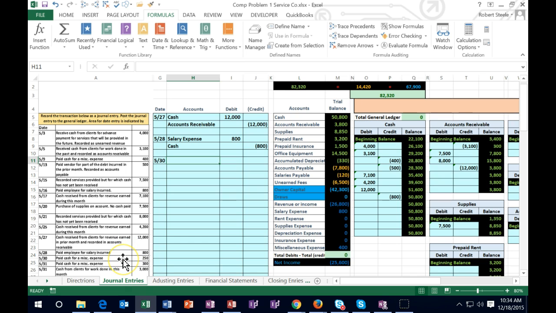5/30, we pay cash for miscellaneous expense. So once again, miscellaneous expense, probably not a great expense to have, but we're going to keep the expenses a little bit smaller here to keep this problem a little bit more simplified. The expenses will probably have more expenses than any other type of account for most companies. But note that they all act the same way. It's just a matter of how do we want to group the expenses.